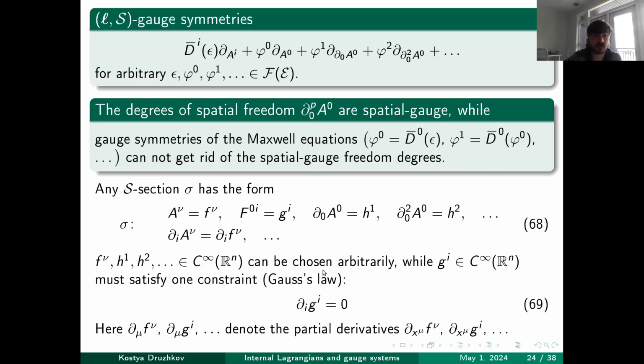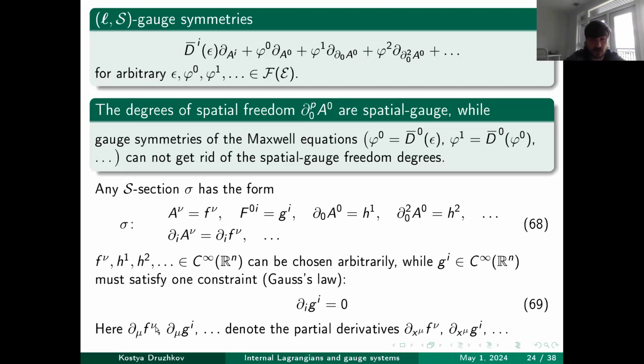Here d mu f nu, d mu gi, and so on denote the corresponding partial derivatives, while the notation di a nu and so on is indivisible. They are not derivatives of a nu in the literal sense. They are just indivisible notation. So they are just coordinates on our equation manifold.